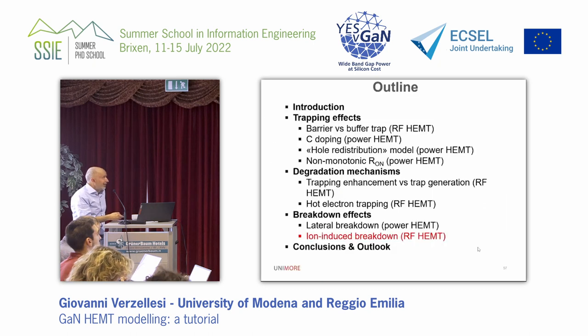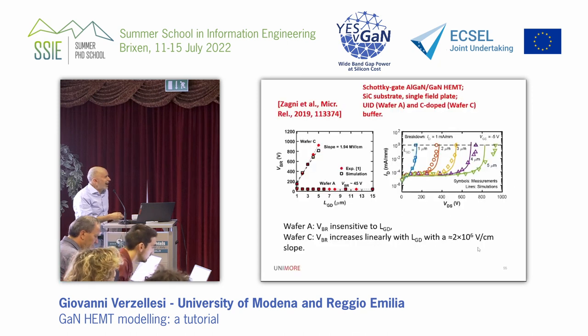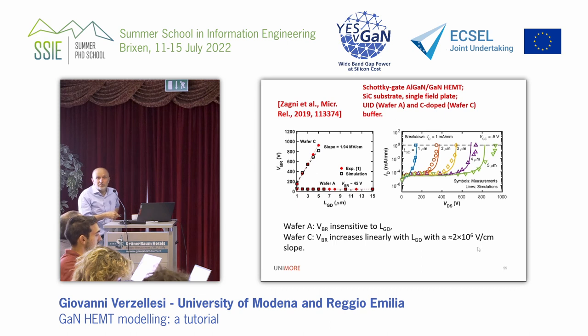And here we have a very small breakdown voltage. This case is the wafer A case, completely independent from LGD. Without carbon doping, you cannot improve breakdown voltage by increasing LGD, because the electric field remains always in the same position at the gate. And of course the breakdown voltage is very, very small, in the order of some tenths of volts.